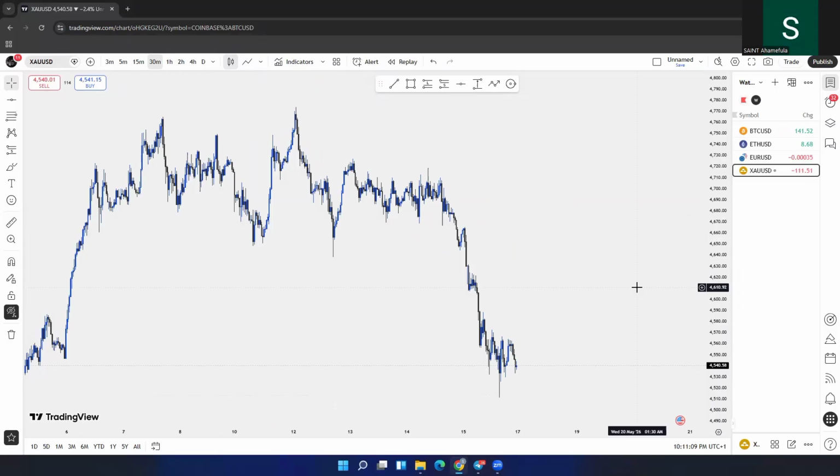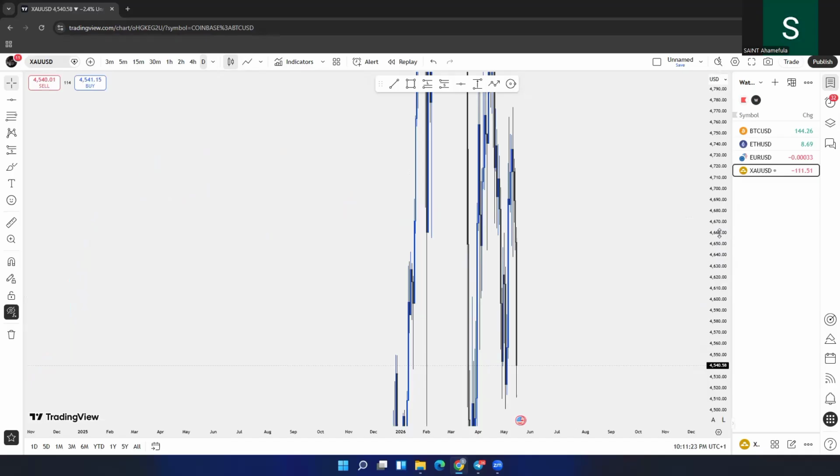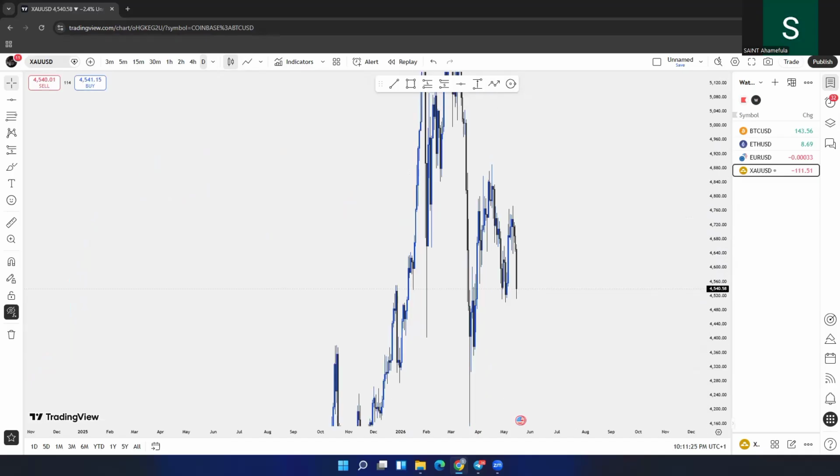So I'm going to be breaking down some of the trades I took last week. I'm only going to be breaking down two trades I took last week, which was BTC sell and gold sell, right? So this is it right here.